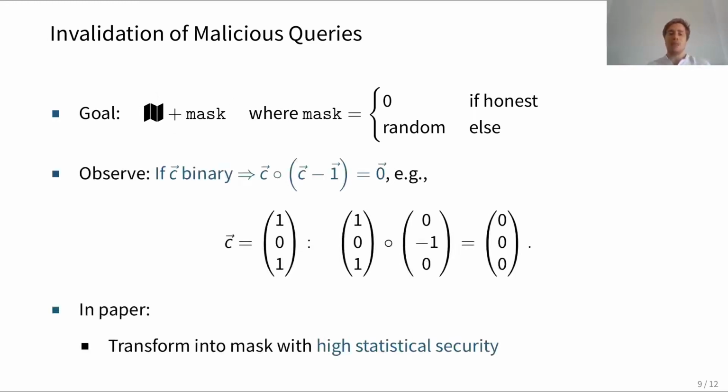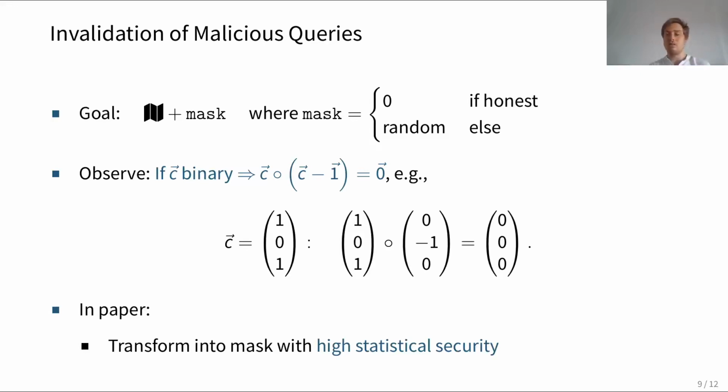And our mask, our technique, relies on one simple observation. And that basically is that when we subtract each element of the vector by 1 and multiply it to the original vector, then this results in the 0 vector if and only if the initial vector contains only zeros and ones. And in the paper, we show how we can transform this simple observation into this mask here, which provides a high statistical security. So with this technique, we can invalidate the result for malicious queries so that the health authority cannot track the location data of any individuals.